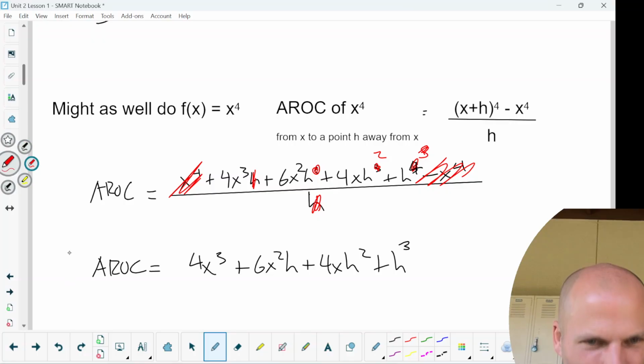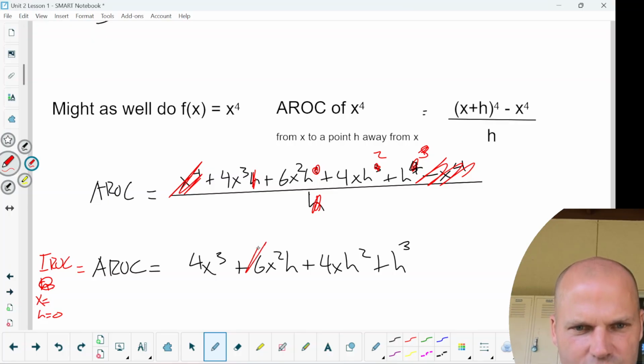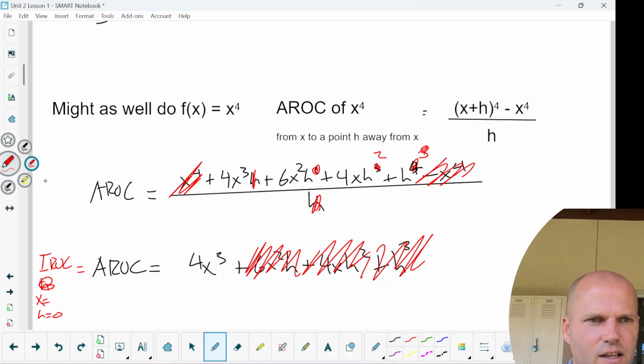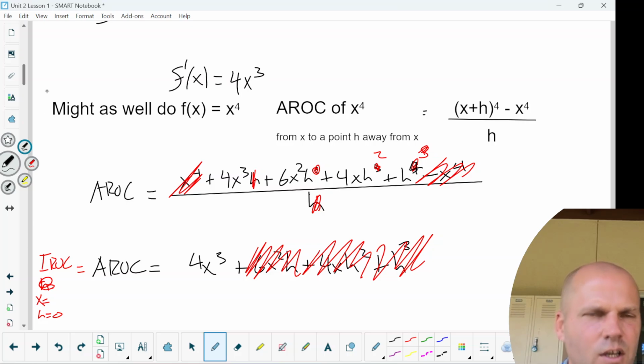But what if h was 0? What if there's no distance from x to h? What if we're just finding the instantaneous rate of change at an x value and the h was 0? We attach the limit to it, and all of a sudden, you got it. We realize that the derivative, the slope equation for x to the fourth, is 4x cubed. And we could go back on our notes and say that's it.